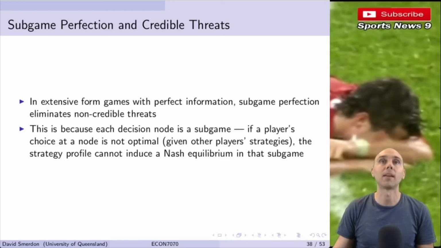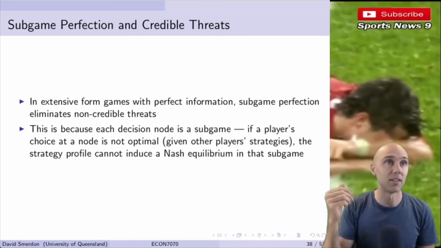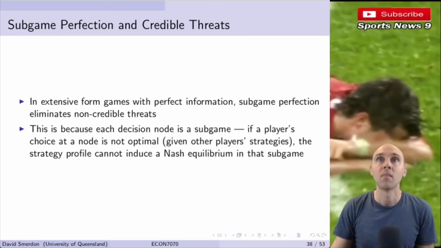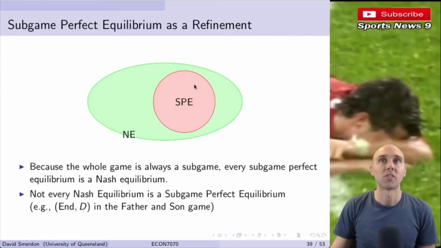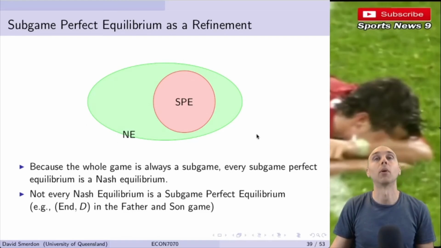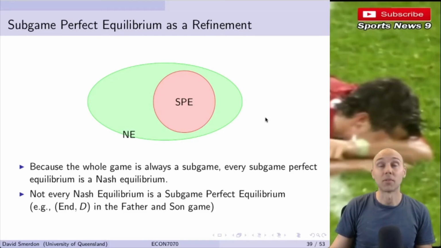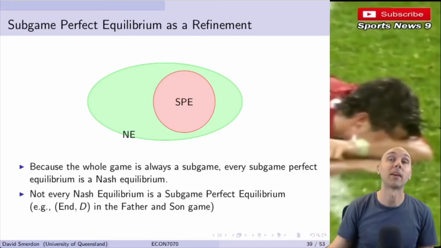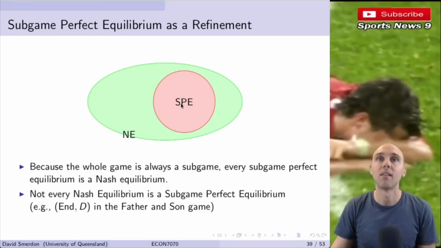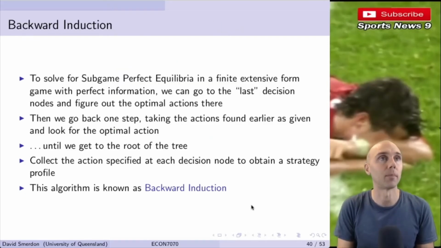It means that a player's choice at each node must be optimal given the strategies of other people. And what that means is that the set of subgame perfect equilibria has to be contained within the set of Nash equilibria. We can find many Nash equilibria, but perhaps only one or sometimes more than one can be subgame perfect, but we cannot have more subgame perfect equilibria than Nash equilibria. So not every Nash equilibrium is a subgame perfect equilibrium. So how do we find them? Well, in the very simple father-son game, it was quite straightforward.